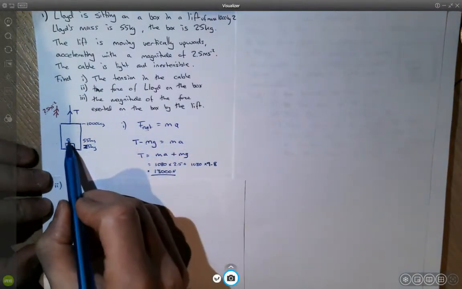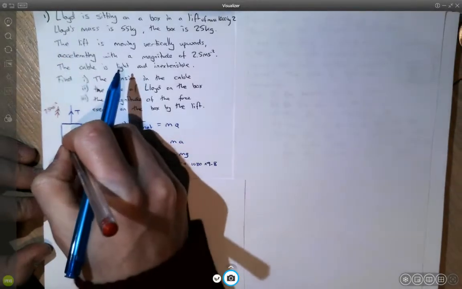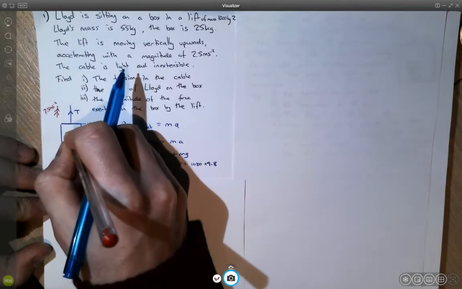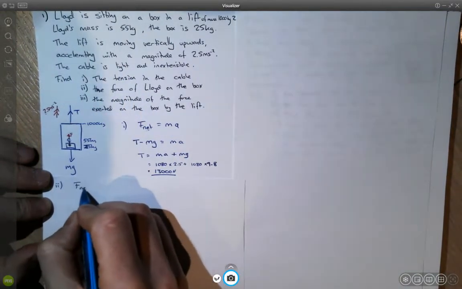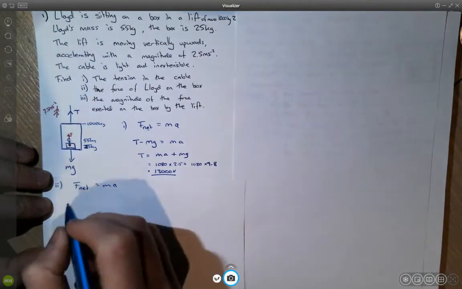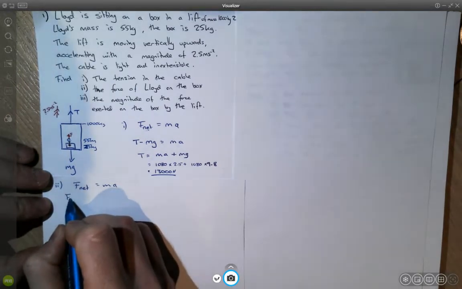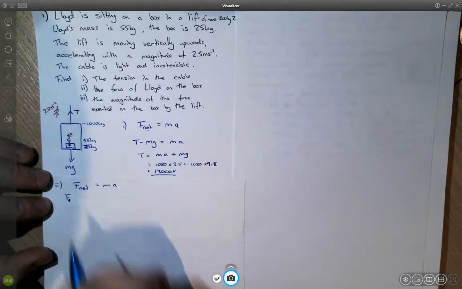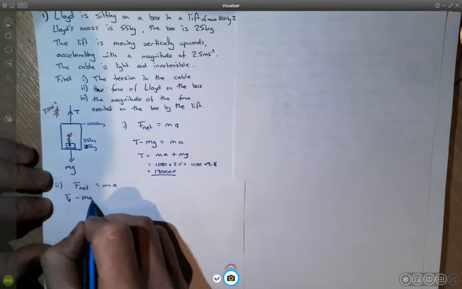Part II. So in this part, we're asked to find the force on Lloyd in the box. So I've labelled the force of Lloyd's weight, and then we're asked to find the force upwards that is making him accelerate. So again, we can use the same idea that the resultant force is mass times acceleration. So what is the resultant force? Well, it's going to be the force upwards.